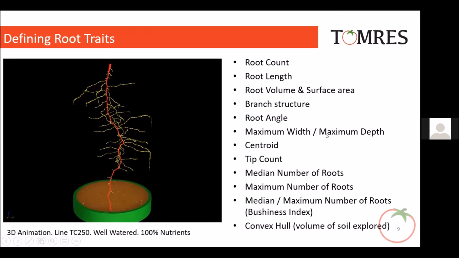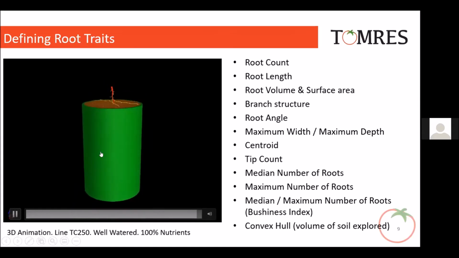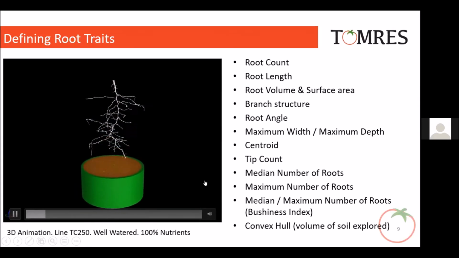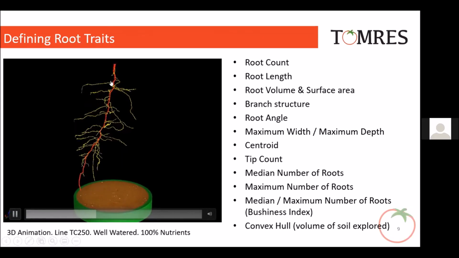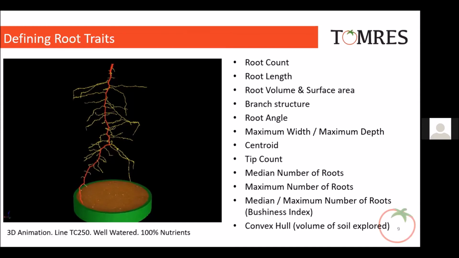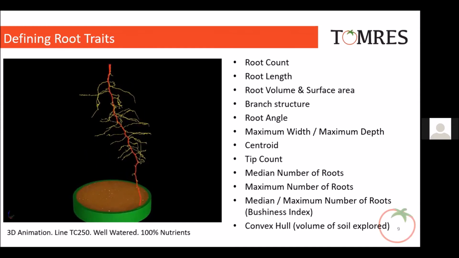Because it's non-destructive, within TOMRES we've just been using one single snapshot to screen the different lines, but it is possible to do this temporally, and you can actually map the three-dimensional structure as it evolves over time and get that temporal aspect as well. We've used that in other projects.